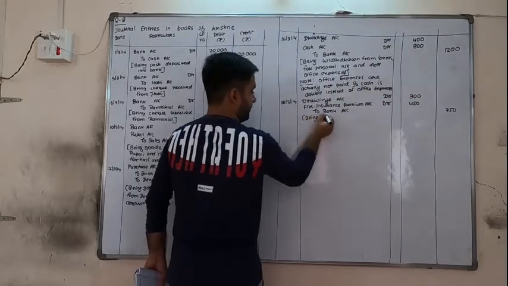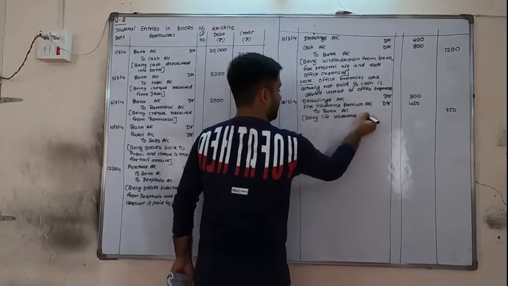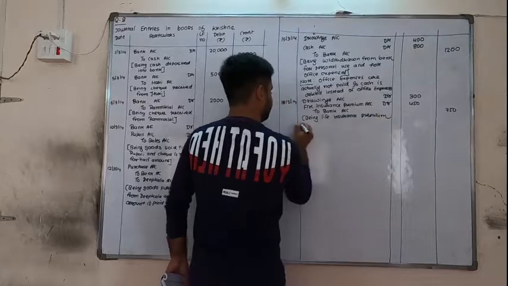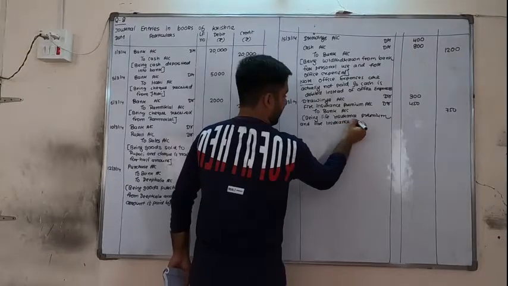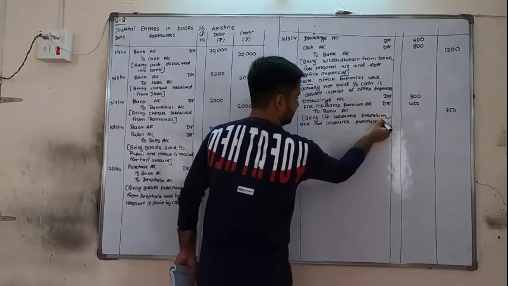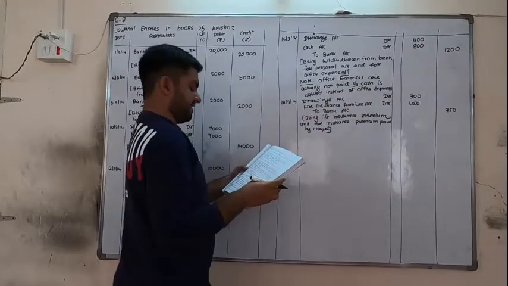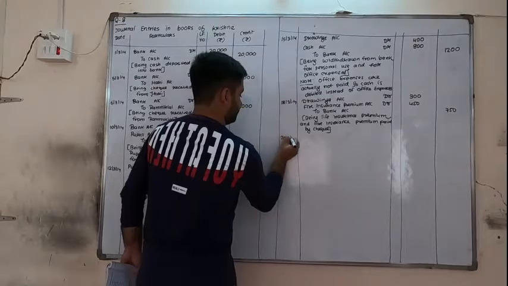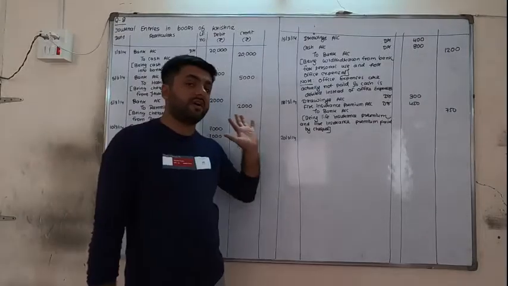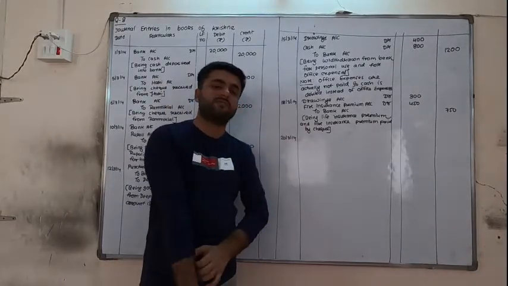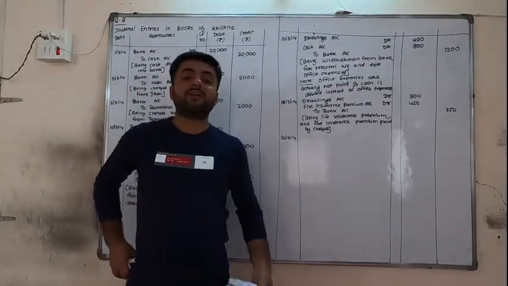Now here you can write clearly, life insurance premium and fire insurance premium paid by check. Next date is 20. Okay, instead of writing life insurance, write the word drawings, remember, and fire insurance is of business, so write fire insurance only. Okay, next. Bank has approved bank overdraft of 25,000.